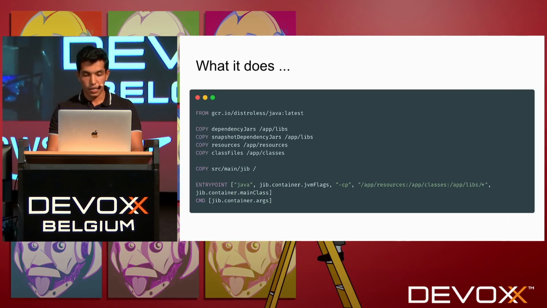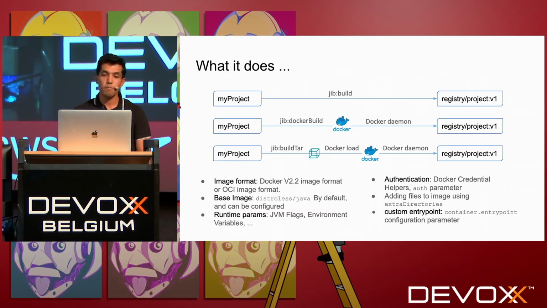So that was quickly Jib, but there are other goals. I mentioned here the build goal, which enables you to generate an image without the need for a Docker daemon. You can use the dockerBuild goal, which needs Docker and calls Docker to generate the image. And finally, you can use the buildTar goal, which builds a tar, and then you can load it into the Docker daemon to use the image.